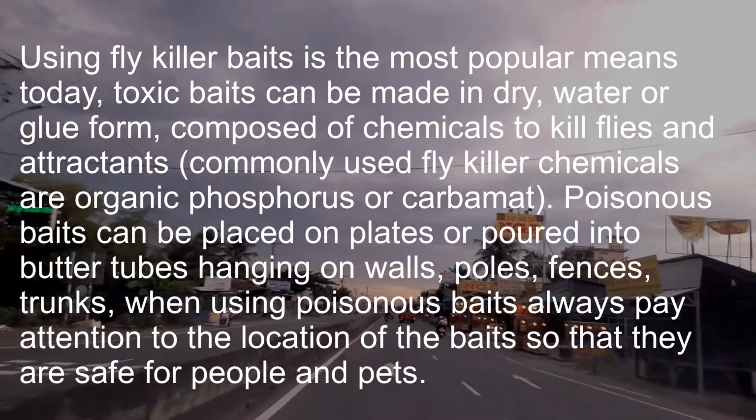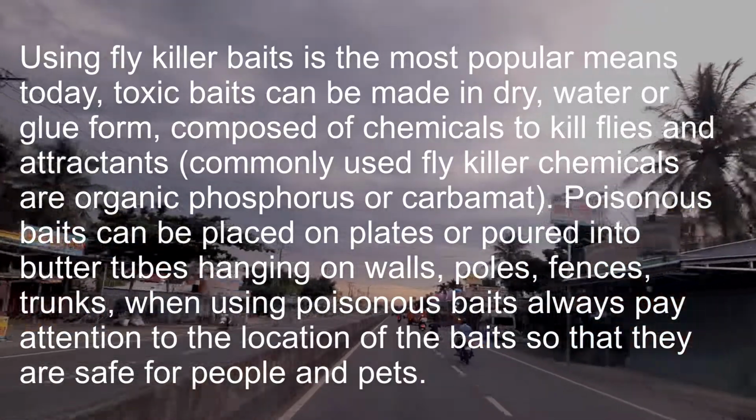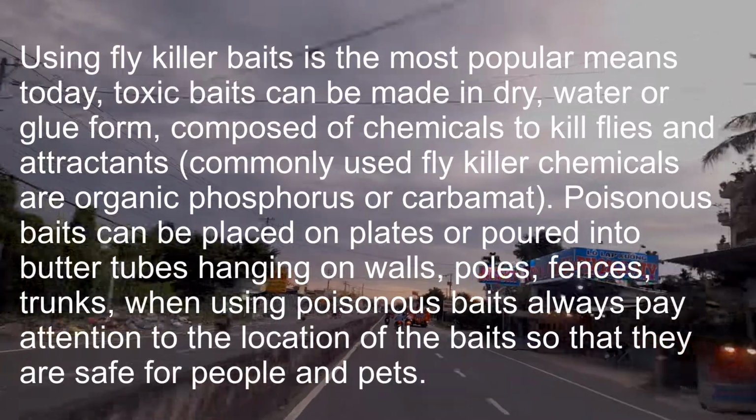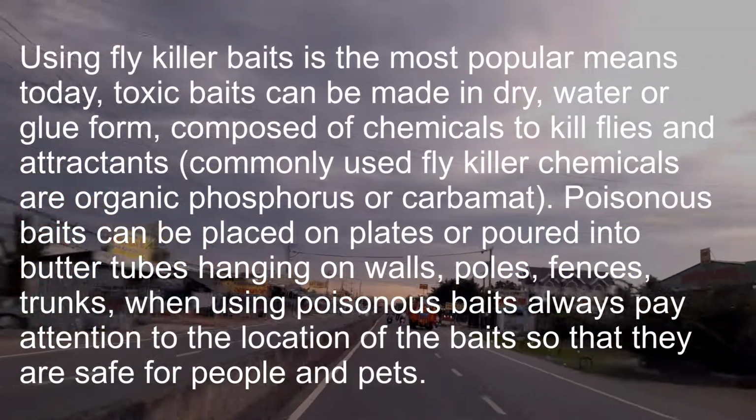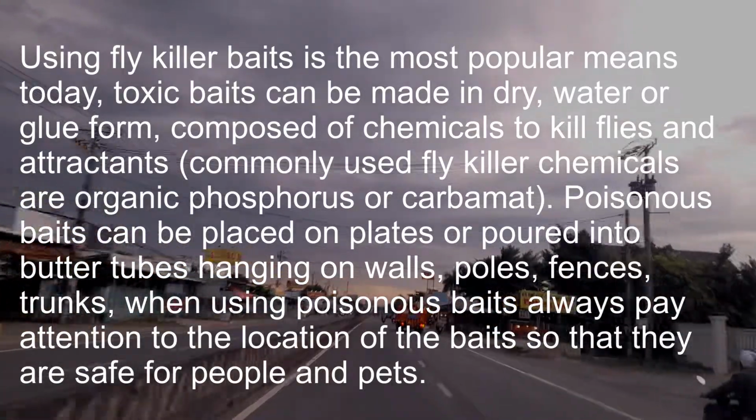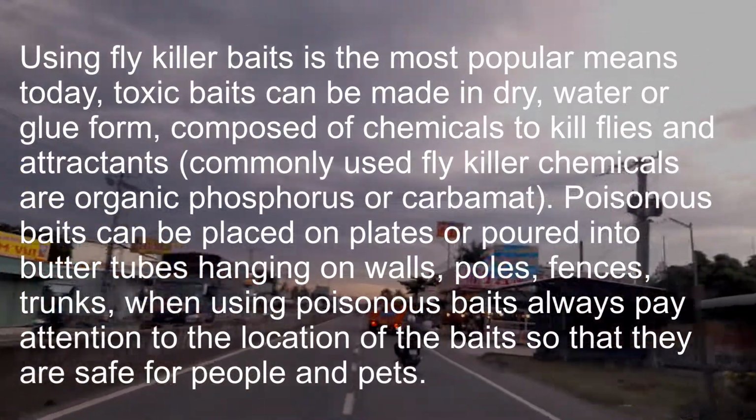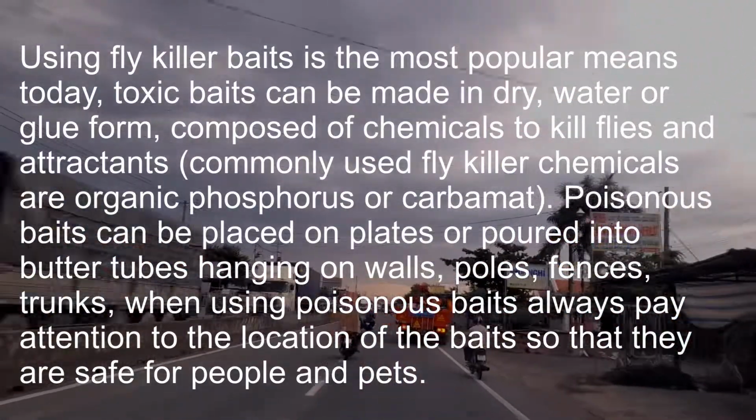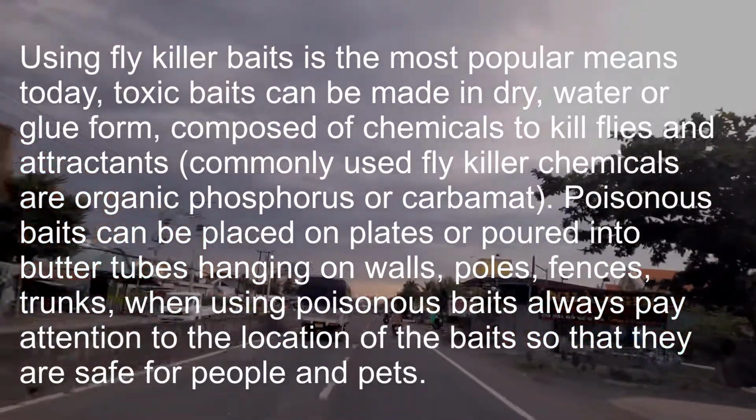Using fly killer baits is the most popular means today. Toxic baits can be made in dry, water or glue form, composed of chemicals to kill flies and attractants. Commonly used fly killer chemicals are organic phosphorus or carbamate. Poisonous baits can be placed on plates or poured into butter tubes hanging on walls, poles, fences and trunks. When using poisonous baits, always pay attention to the location of the baits so that they are safe for people and pets.